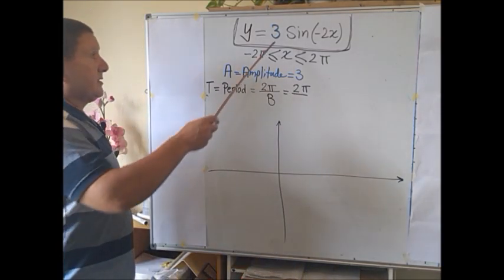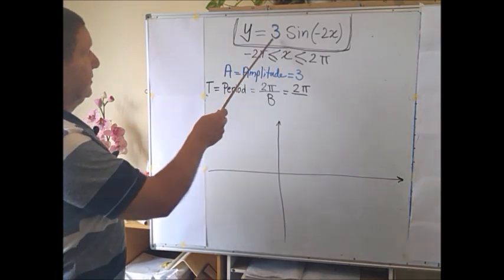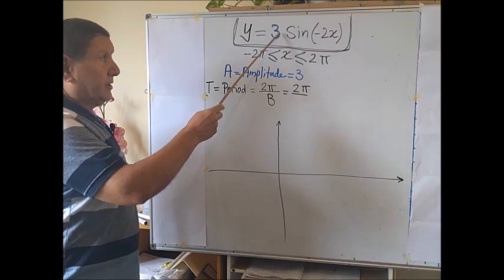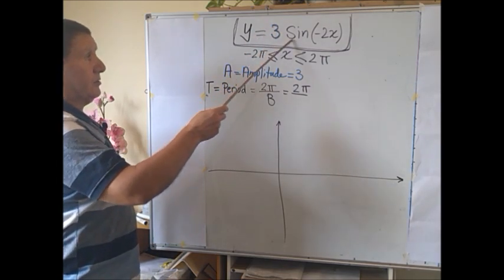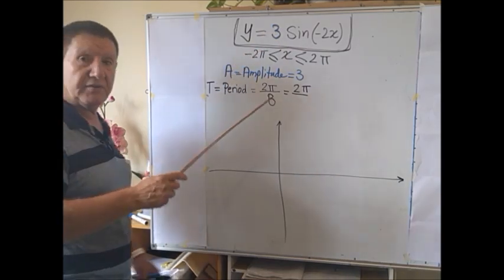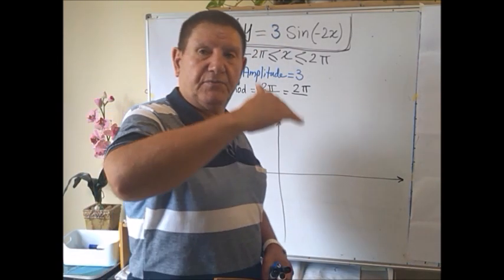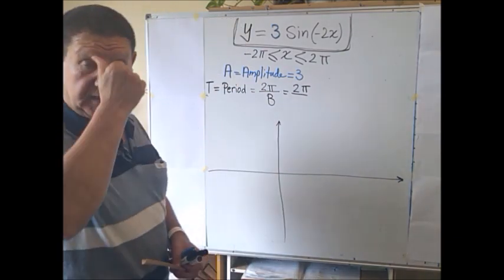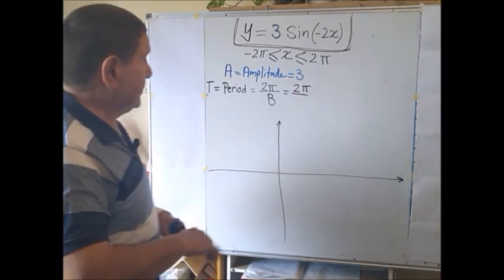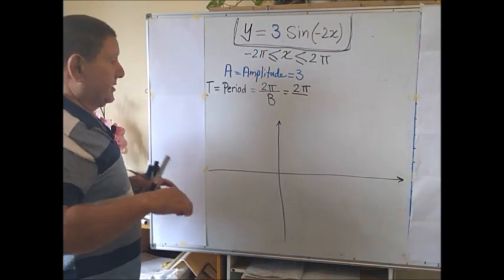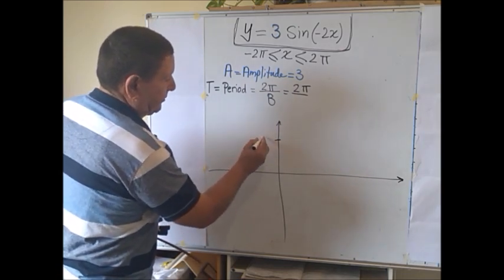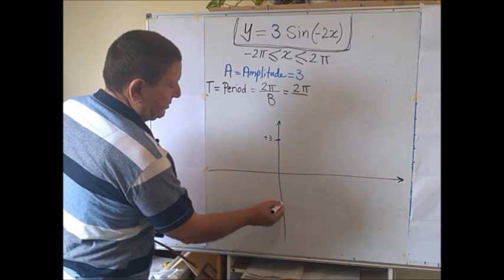Alright. In this example, we can say that the amplitude A is 3. This is the number in front of the sine function. If this was 5, then the amplitude is 5. It shows you the maximum value of the function. So as we said, A is the amplitude, 3 in this case. So we plot it straight away on the y axis. So this is plus 3 and this is minus 3.